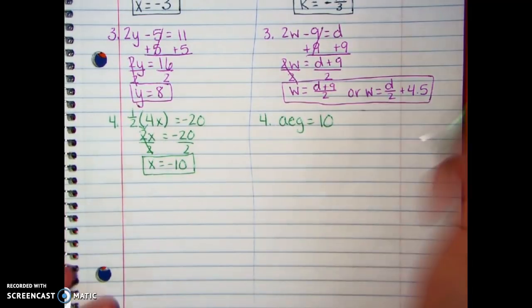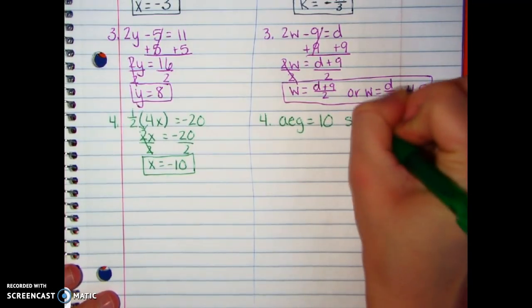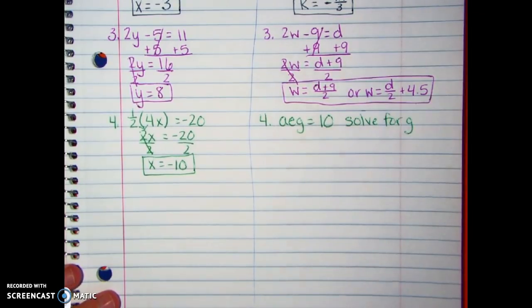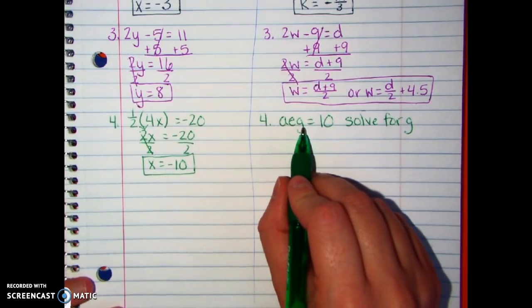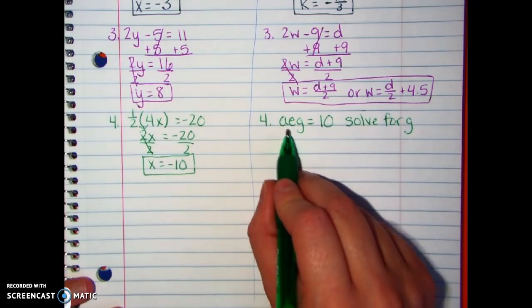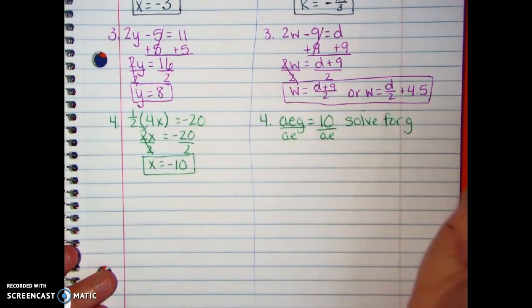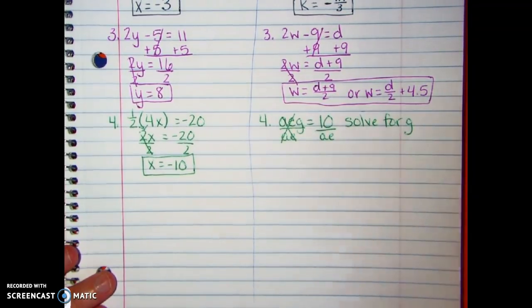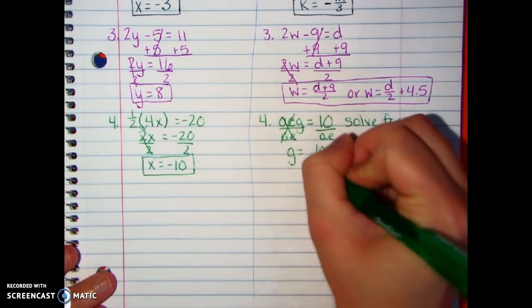Oh, I didn't write what we were solving for. Oops. This is solve for g. And I forgot to write it up here too, but I'll catch that in a second. So I want g by itself, so I need to get rid of a and e. So I'm going to divide both sides by ae. Those cancel out. That leaves me with g equals 10 over ae.